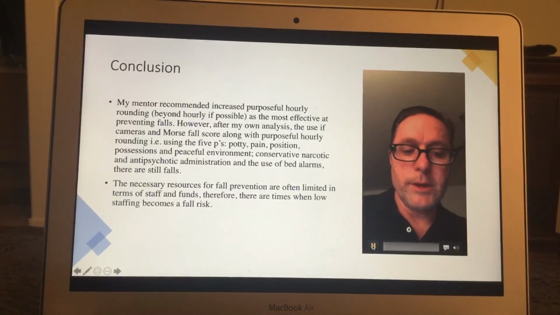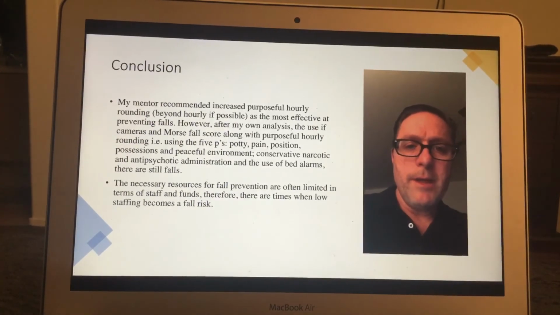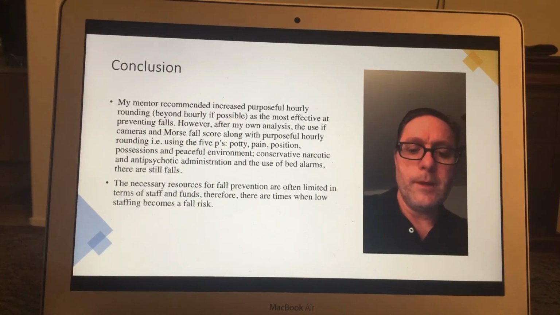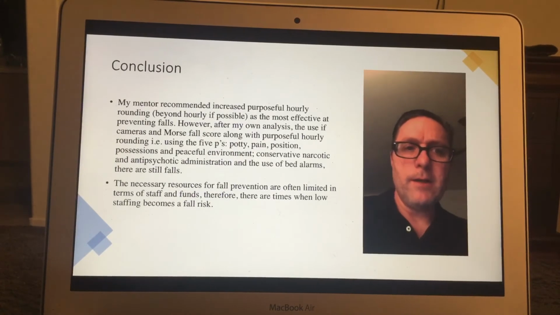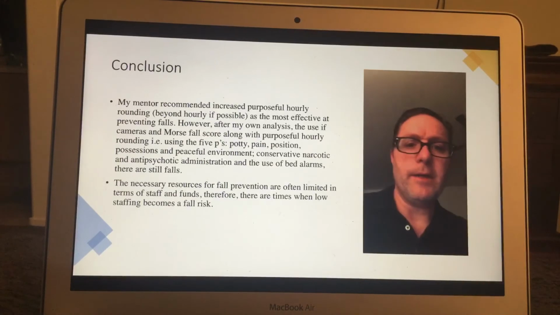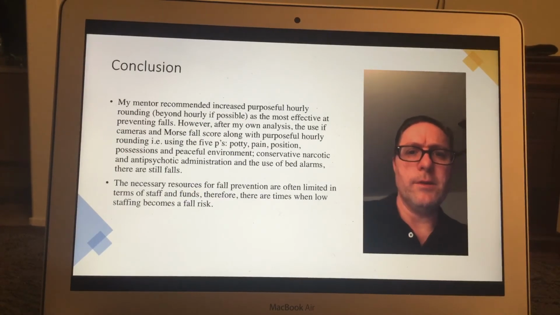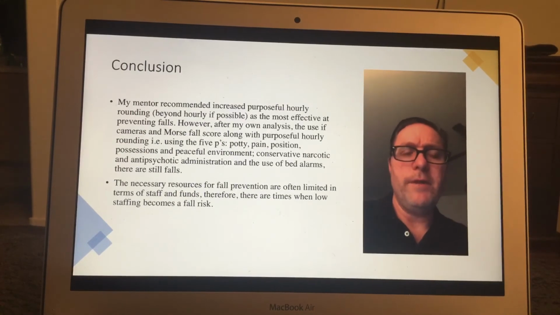So in conclusion, my mentor for this project recommended purposeful hourly rounding as being the best way to reduce falls. But when I look back on the information and my own experience, that Morse score on shift change changed the dynamic of care for that night. So in my opinion, that was the most beneficial way to reduce falls, and also video monitoring.